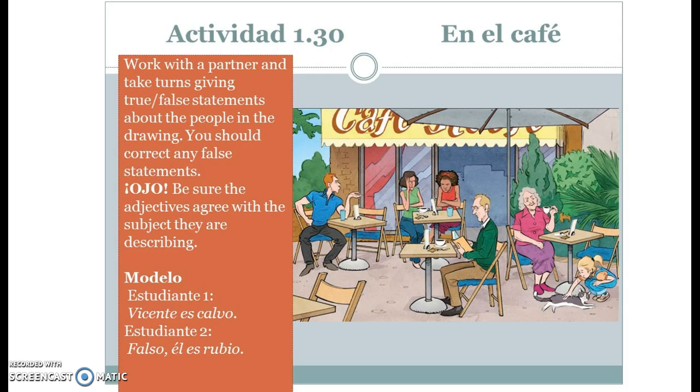Now look at the lady with the pink blouse. La señora es joven. Now look at the gentleman with the green sweater. El señor es rico. What do you think?